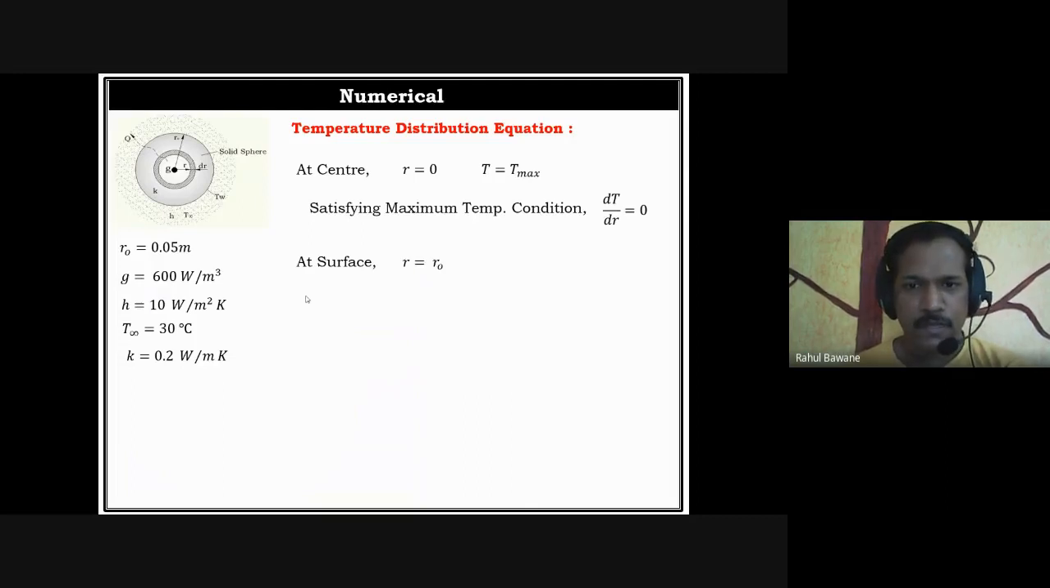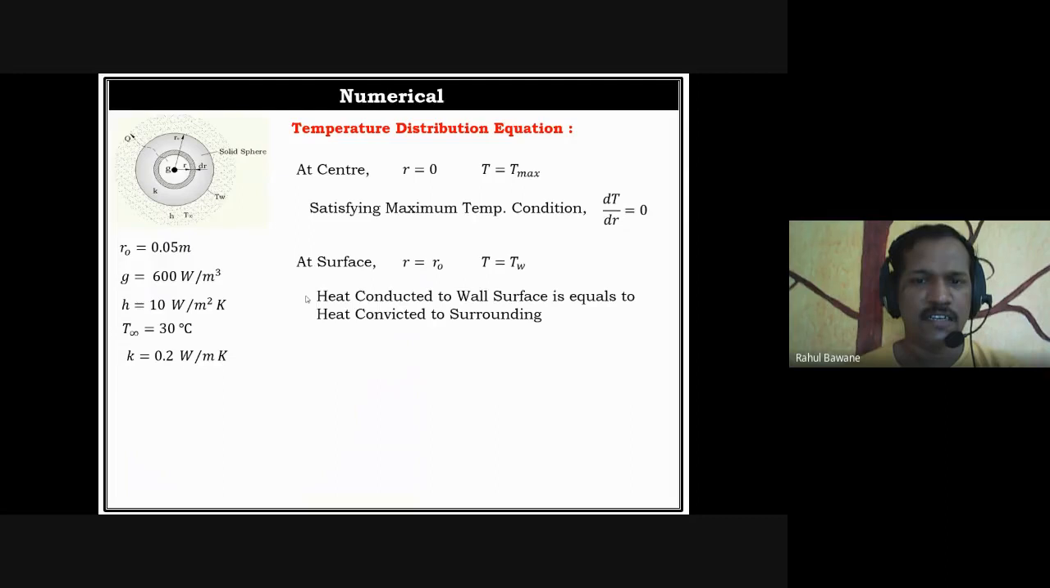So at r equals r0, the temperature becomes T wall, and at the surface, whatever heat is conducted to the wall surface is equal to the heat convected to the surrounding fluid. So we have the relation: minus k A dT/dr at r equals r0 is equal to h A (T wall minus T infinity). So the conduction part must be equal to the convection part.